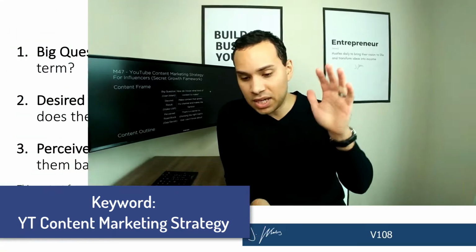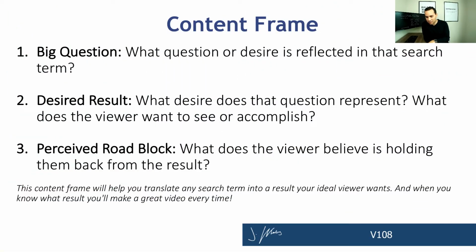So here we go. The content framework, we'll try and keep this vlog shorter than the last one because I just rambled on the last one. So there's 3 big questions here I have. Big question, which represents the user intent, the desired result, which is ultimately the video unique selling proposition, and then I have the perceived roadblock, the secret, the gap. So I thought the easiest way to explain this would just go through the example of yesterday's video.